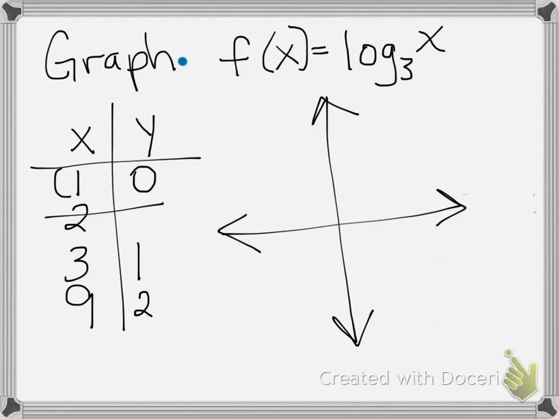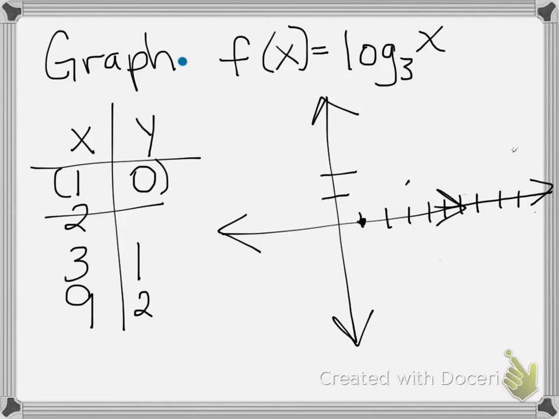So I'm going to make my xy axis. I'm going to plot the point (1, 0). So (1, 0) goes right here. I'm going to plot the point (3, 1). That goes right here. And (9, 2) would be way out here. 1, 2, 3, 4, 5, 6, 7, 8, 9. And if I go up to 2, that's not very far.